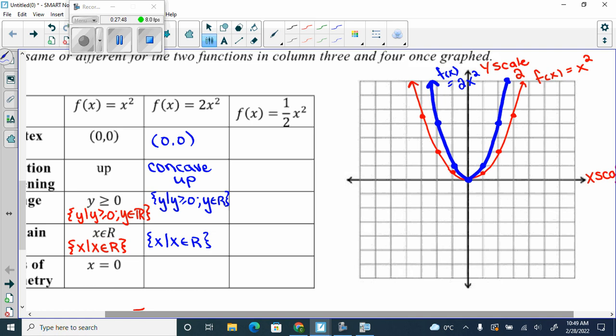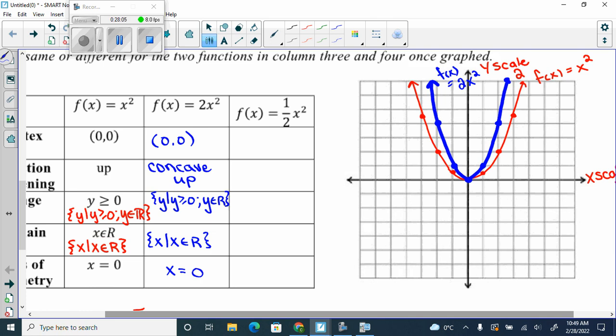What's the line that cuts the graph in half on this one? Yeah, it's the x of the vertex always, right? The x of the vertex. Did my vertex change? No, so my axis of symmetry isn't going to change. x equals 0.